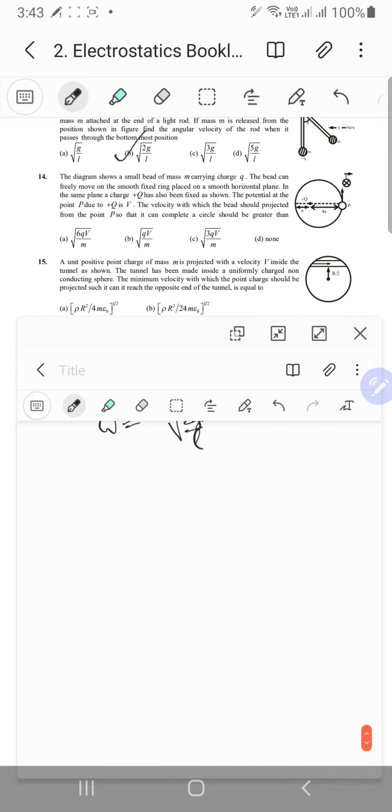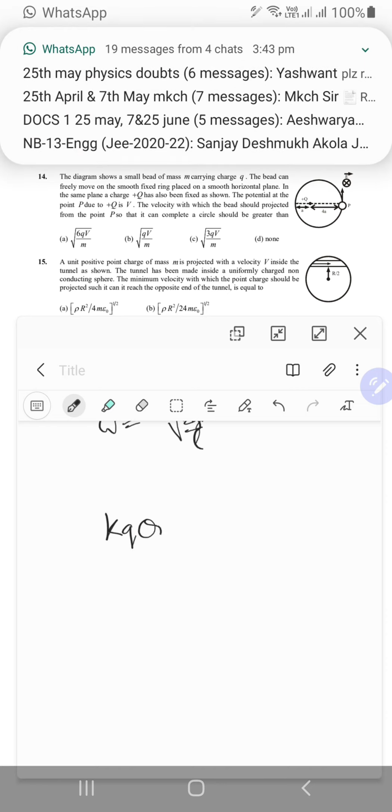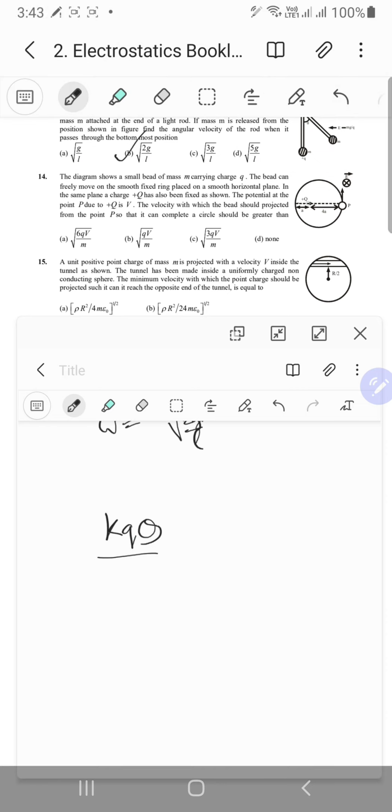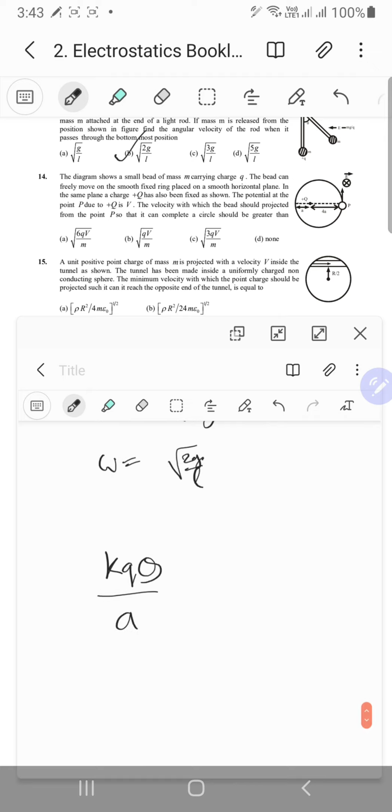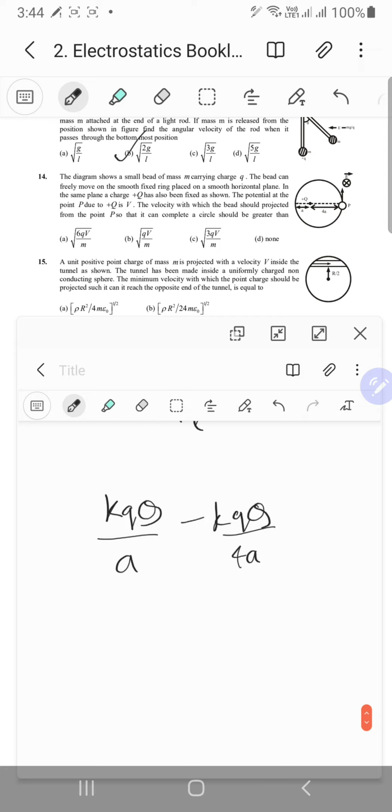So what's the potential difference when it goes from this to this? Over here, what's the charge? This has charge small q, this has charge capital Q. So we've got kQq upon A. That's the potential energy, kQq by r, minus the potential energy at this point, which will be kQq upon 4A, I believe. That's going to be the potential energy difference in this case.